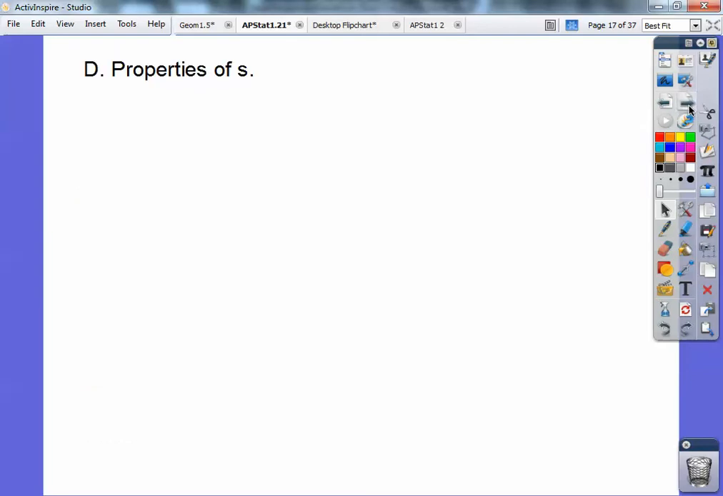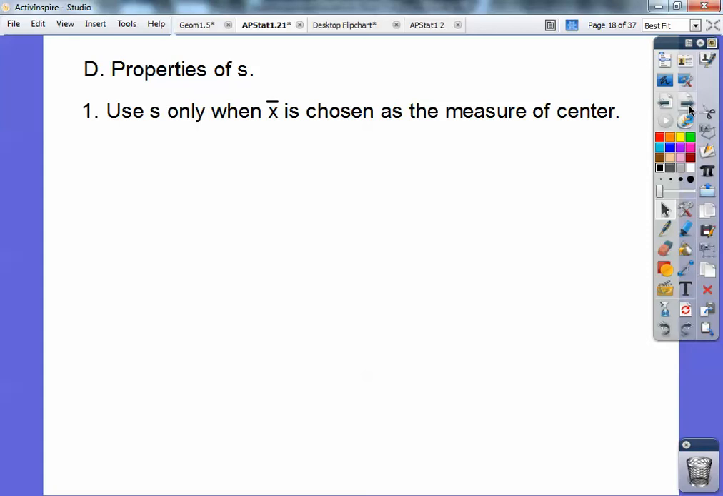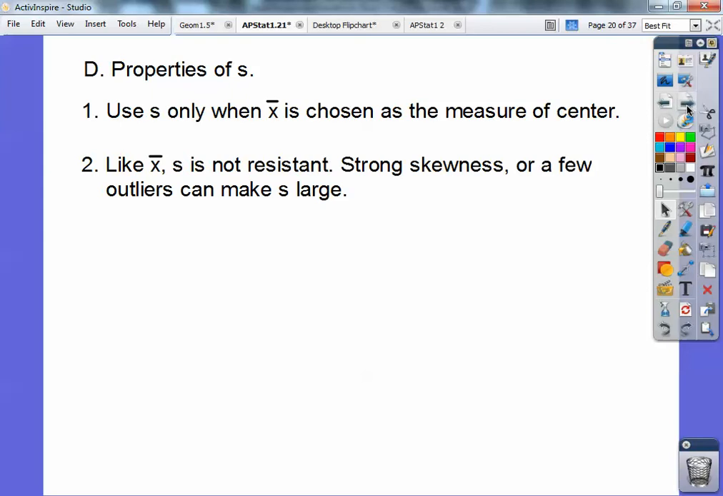All right. So properties of your standard deviation. Standard deviation, you use S, that's what standard deviation is. You use standard deviation only when the mean is chosen as the measure of center, not the median, not the mode, only the mean. And like the mean, standard deviation is not resistant to outliers. So if we had some Bill Gates living in the neighborhood, it would affect your standard deviation a lot. Strong skewness or a few outliers can make S very large.